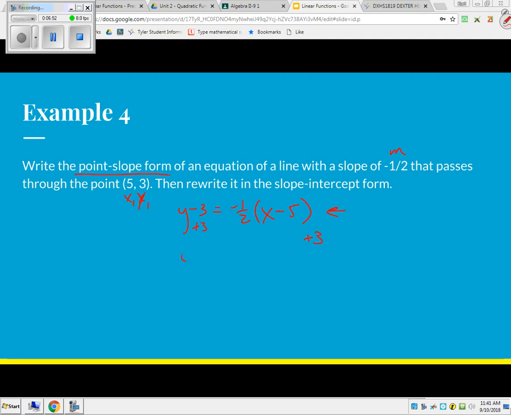So if I add 3 to both sides, I just get y equals, distribute this -1/2 x plus 5/2 plus 3. I got some like terms to combine there, my constants on the end. 5/2 plus 3 gives me 11/2. And that would be the answer I want to end with.